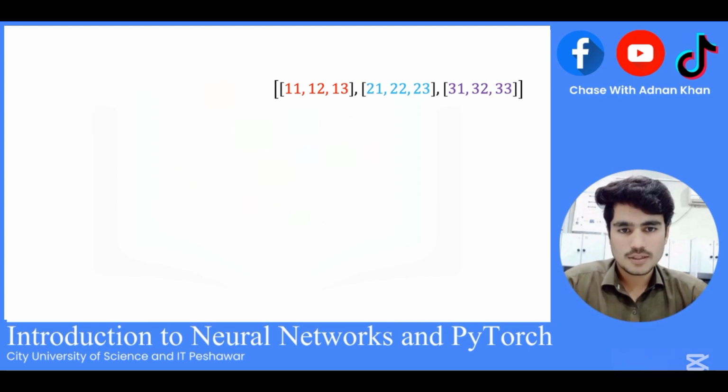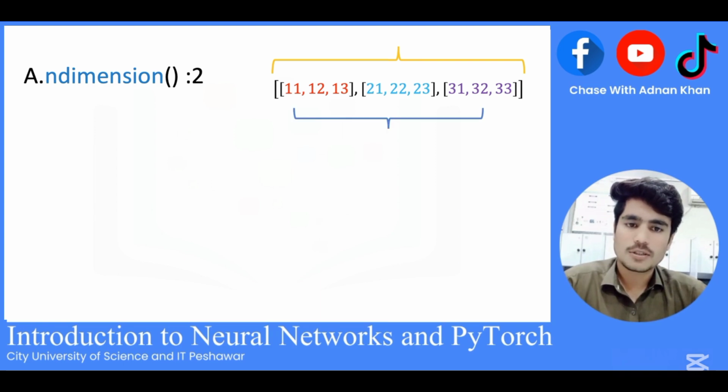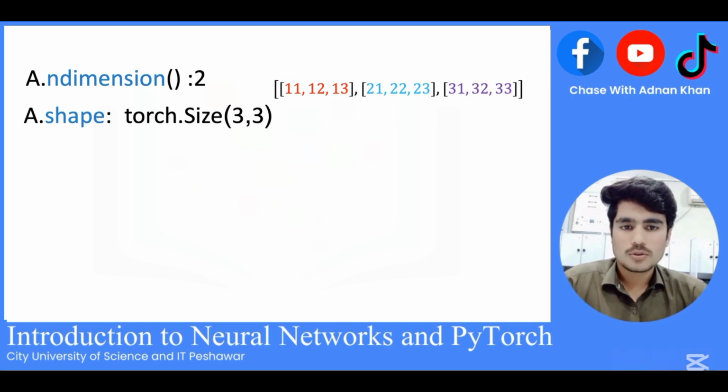We can use the method ndimension to obtain the number of dimensions of a torch tensor. The dimension of a tensor is sometimes also referred to as its rank. The first list represents the first dimension of the tensor. This list contains another set of lists, and that is represented as the second axis or dimension of the tensor. The shape attribute of a tensor returns the number of rows and columns of the tensor.